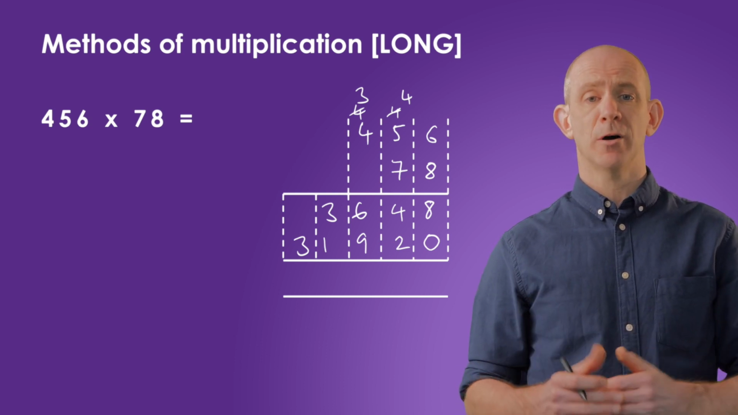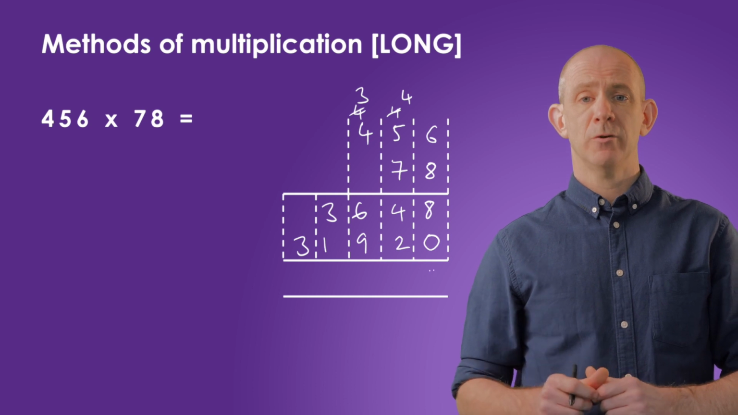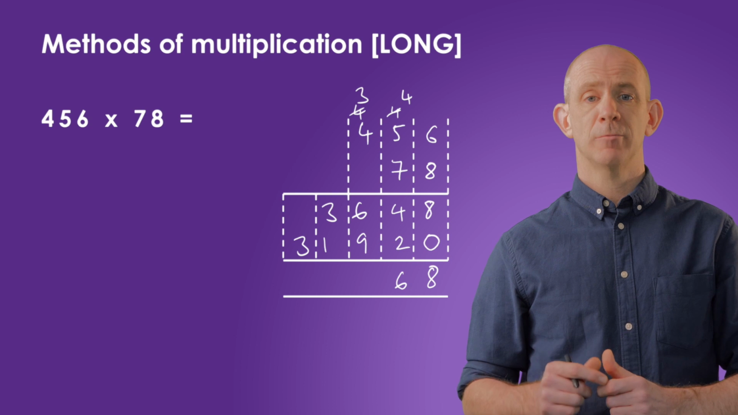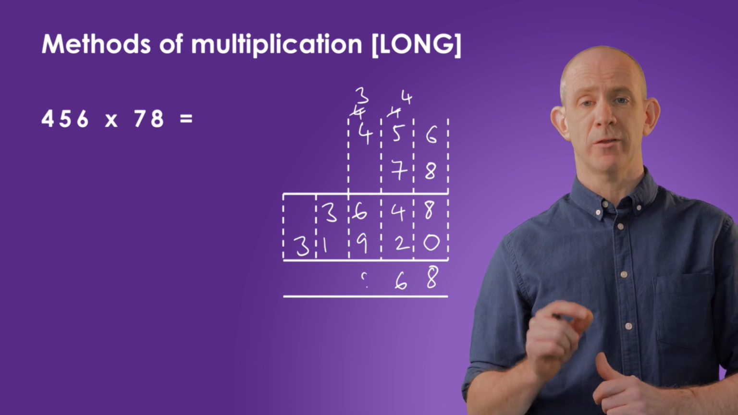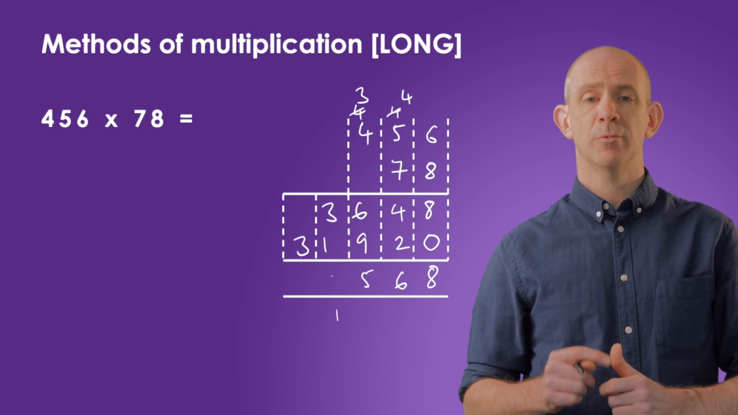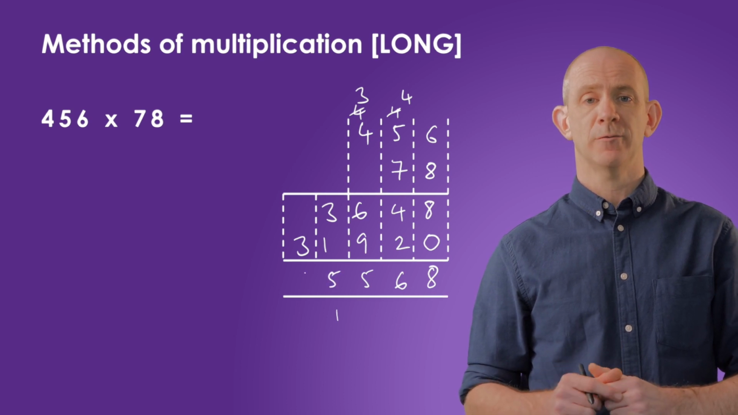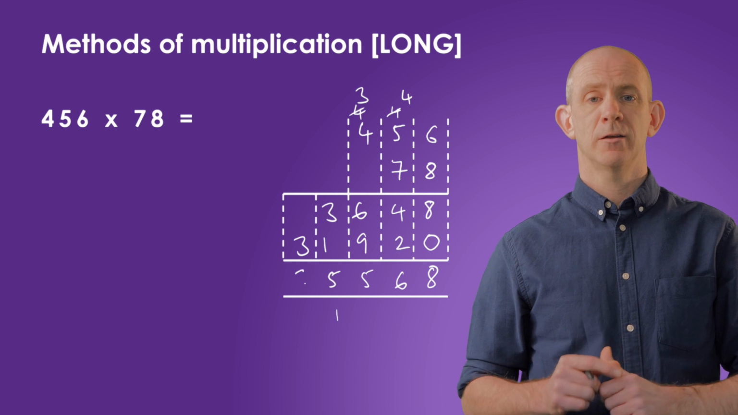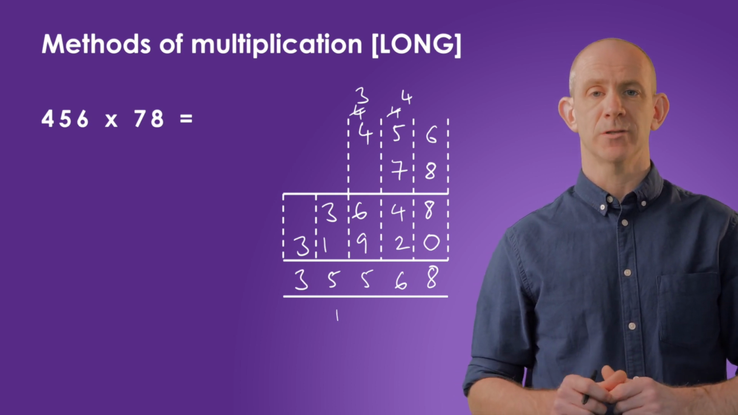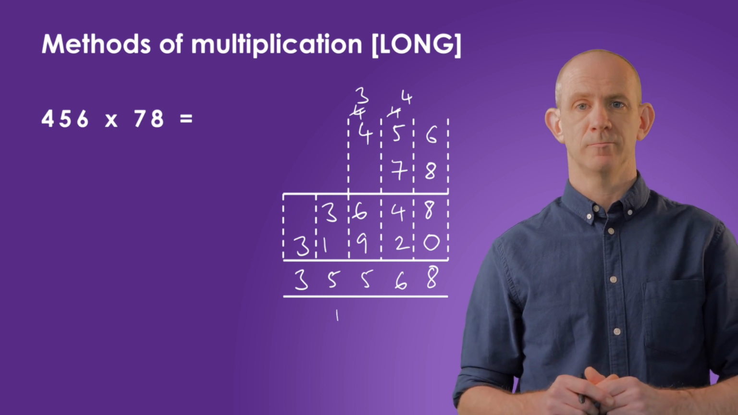Now I can add these two parts together. 8 plus 0 gives us 8, 4 plus 2 would give us 6, 6 plus 9 gives us 15, so I write the 5 underneath and carry the 1 across to the next column. 3 plus 1 gives us 5, and 3 gives us 3 underneath. And we end up with 35,568 as the answer to this question.